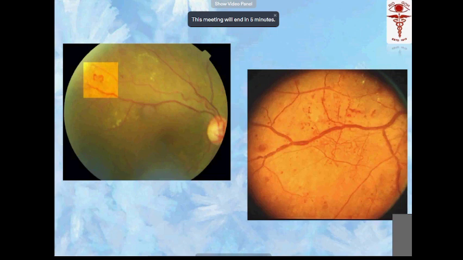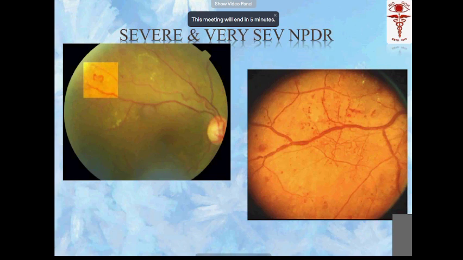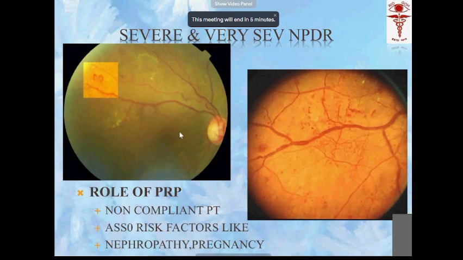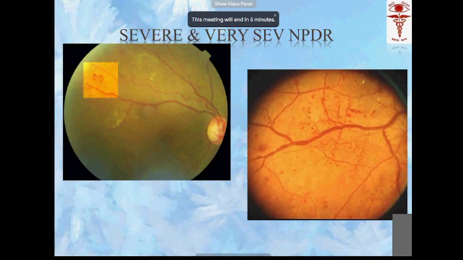So again, what you saw previously was mild and moderate. Then comes what is known as severe and very severe NPDR. So what is severe NPDR? See, this is the retinal vein and this is the retinal artery. The artery will always be thin, and in diabetic retinopathy the vein will be dilated. This is what we call beading. Can you see the beading of the veins?